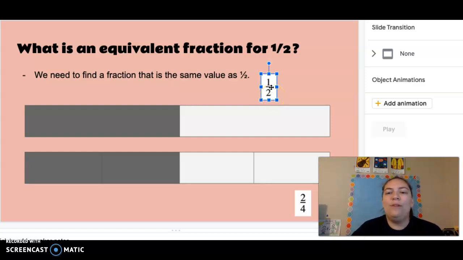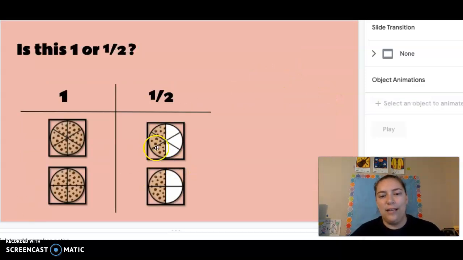So here I multiplied the top by 2, 1 times 2, and I got 2. Then I multiplied the bottom number by 2, 2 times 2, and I got 4. So that's how you can find another equivalent fraction for a fraction. If I would have multiplied the top times 3, I would have gotten 3. Then the bottom times 3, I would have gotten 6. So that's why 1/2 is the same as 3/6.